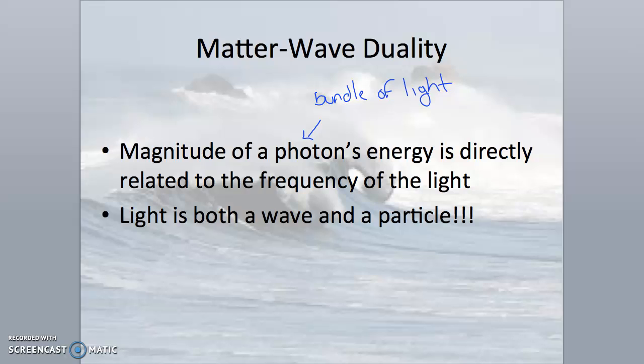So light has a duality, and the short story is light acts like a wave. We've seen that. It has a wavelength and a frequency, but it also behaves like a particle. And the particle phenomena is explained by the photoelectric effect. And we're going to make a separate video talking about the photoelectric effect. But for now, let's just say light can act like a particle and it can act like a wave. It's got properties of both.